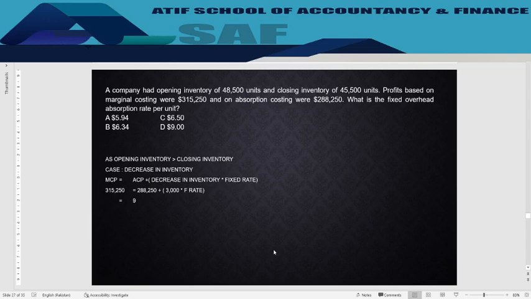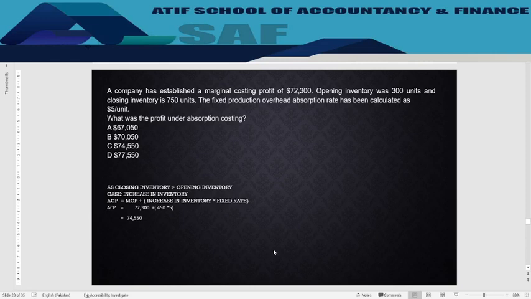Next MCQ, a company has established a marginal costing profit of 72,300. Opening inventory was 300 units and closing inventory is 750 units. The fixed production overhead absorption rate had been calculated as $5 per unit. What was the profit under absorption costing? Again, first we have to identify whether it is an increase in inventory case or a decrease in inventory case. Then we have to put in the formula ACP is equal to MCP plus increase in inventory into fixed rate and get the value of 74,550 of profit under absorption costing.